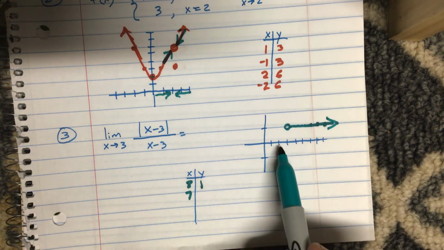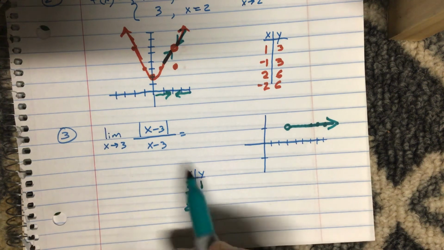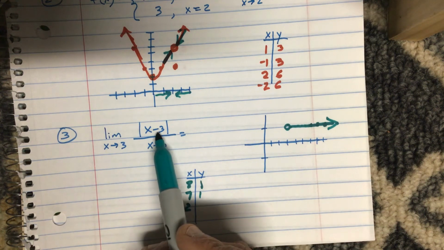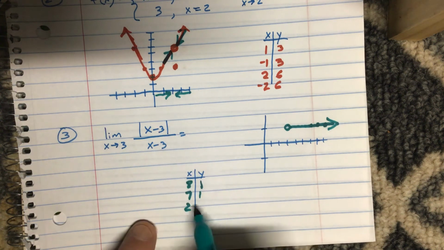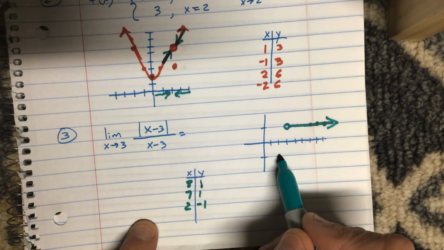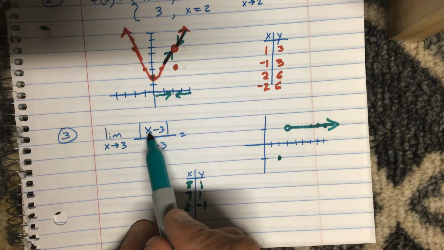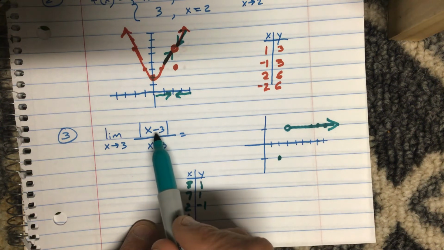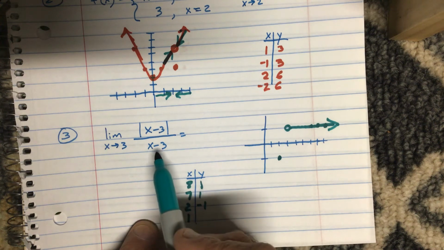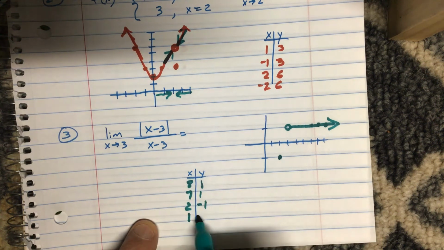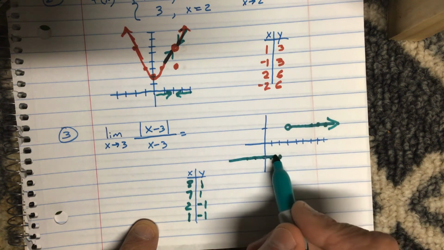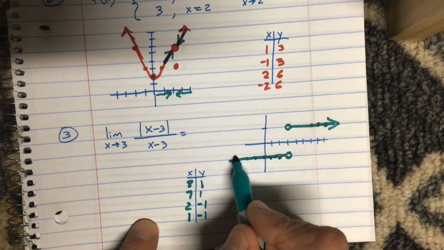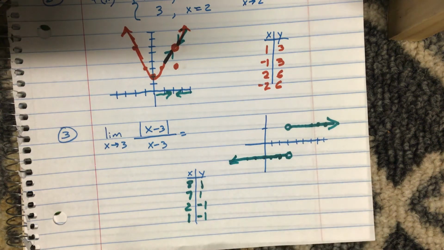If you were to plug in 2, 2 minus 3 is negative 1, but the absolute value is positive 1 over 2 minus 3, which is negative 1. So you have positive 1 over negative 1, which is negative 1. So when you plug in 2, you get negative 1. When you plug in 1, 1 minus 3 is negative 2, which the absolute value is 2, over 1 minus 3, which is negative 2. So now you have 2 over negative 2, which is negative 1. And this keeps happening over and over and over. So the graph looks like this. And as you approach 3, it becomes undefined at 3. So that's what the graph of the function looks like. It's kind of a different function than you're probably used to seeing.